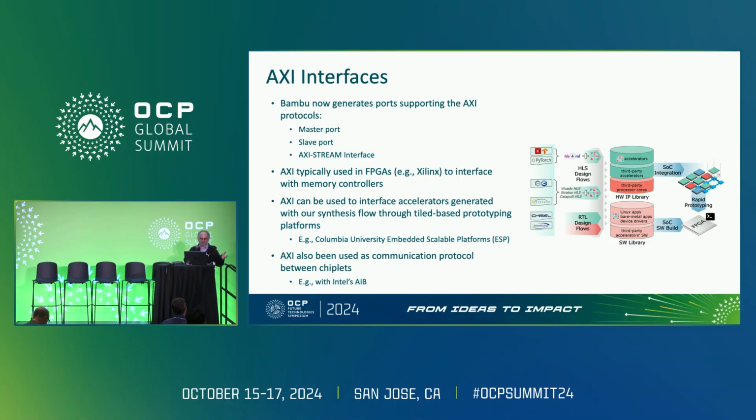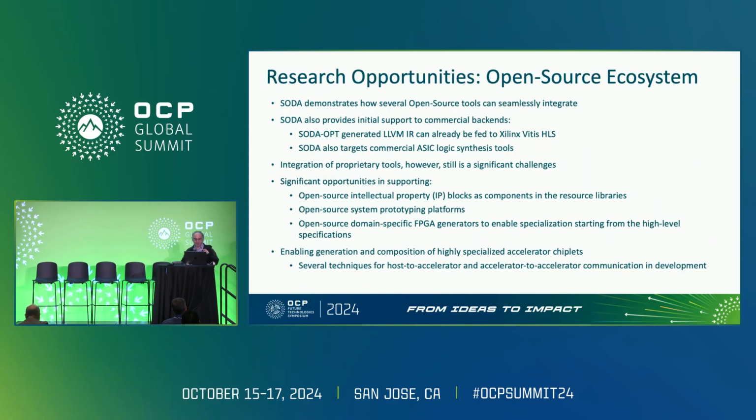AXI, as you know, is used as the standard interface to memory for Xilinx AMD FPGAs. And it can also be used with many open source prototyping platforms. One of them, for example, is the Embedded Scalable Platforms from Columbia University. And there are examples where AXI has been used on AIB. That was the typical example that Intel was using when they released the interface. So this is all supported in our tools. And now you can start to play and build your system if you want.